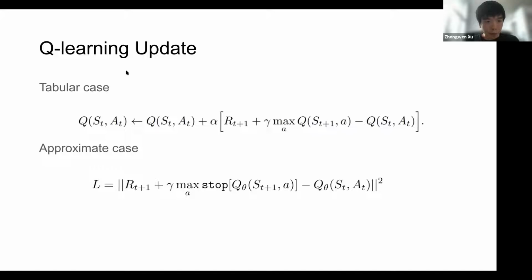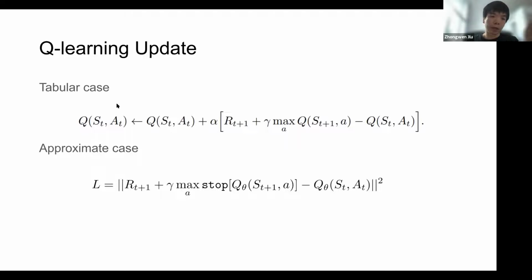So let's see how we can apply Q-learning combined with the neural network. First of all, the update rule here, which we have been using in the previous slides, including in the first part, all of these cases apply to some simple environment.